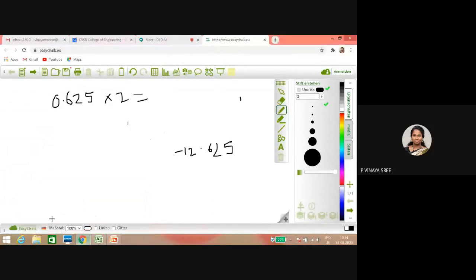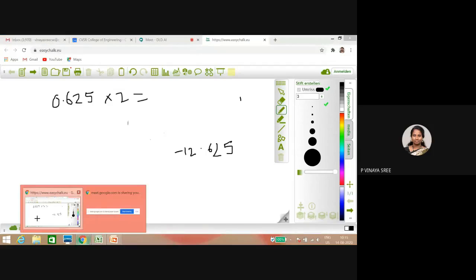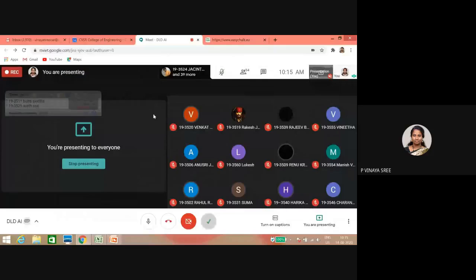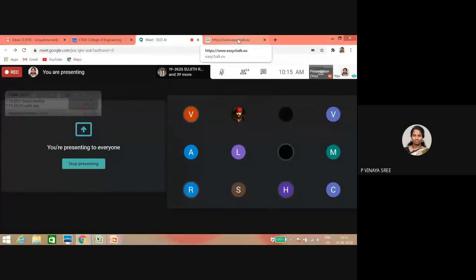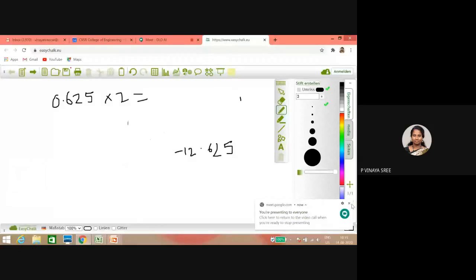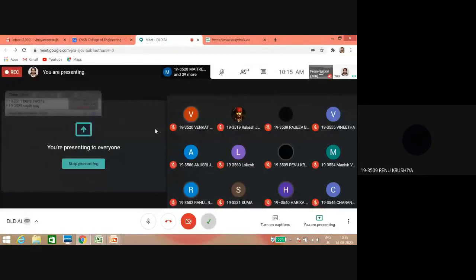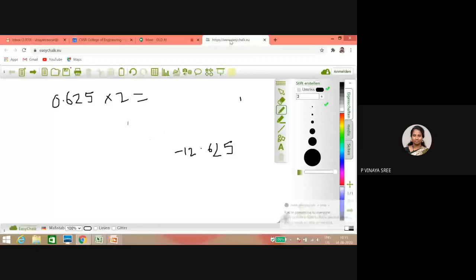Just now, one student answered, right? Instead of that, I want one more student to answer. How much time will you take to convert 12.625 from decimal to binary? If anyone has done it, you can say the answer. 0.101. Are you saying that for 0.625? No, include all. This 12.625, include all and tell.